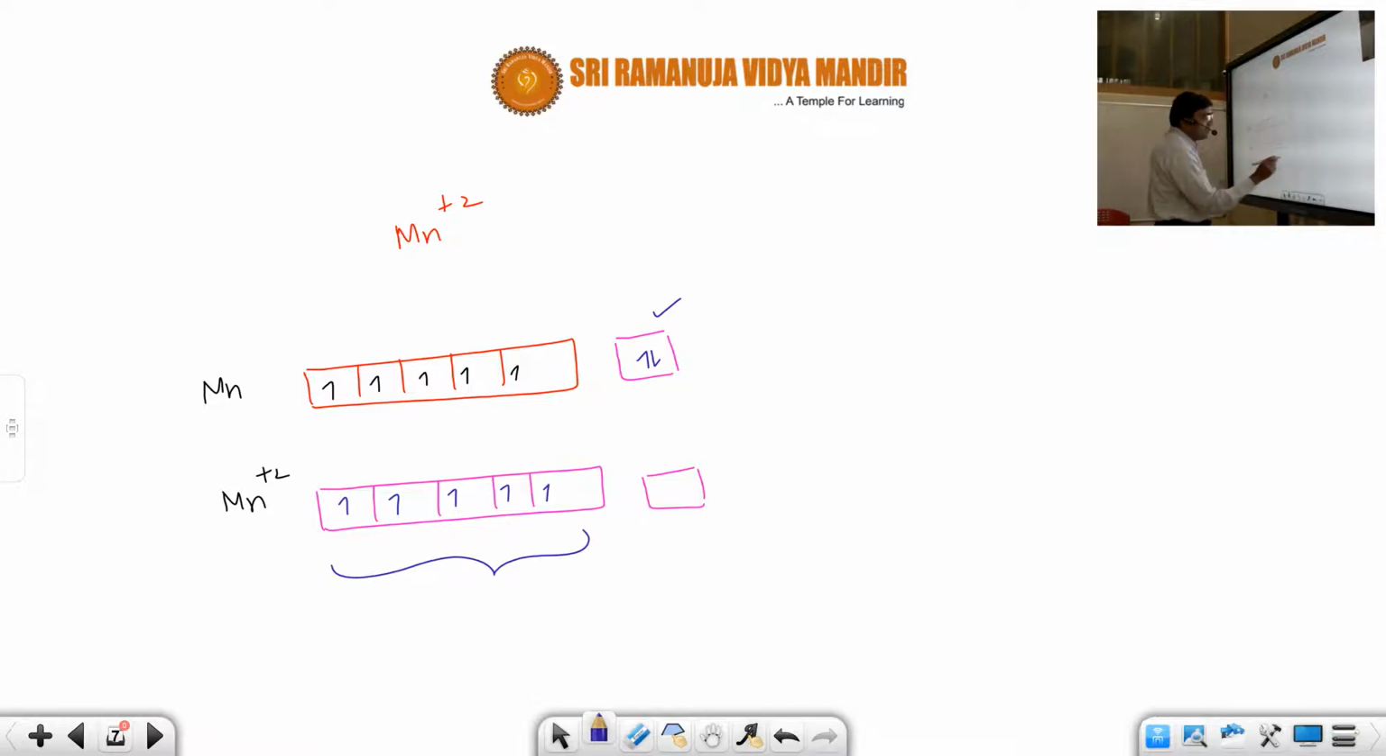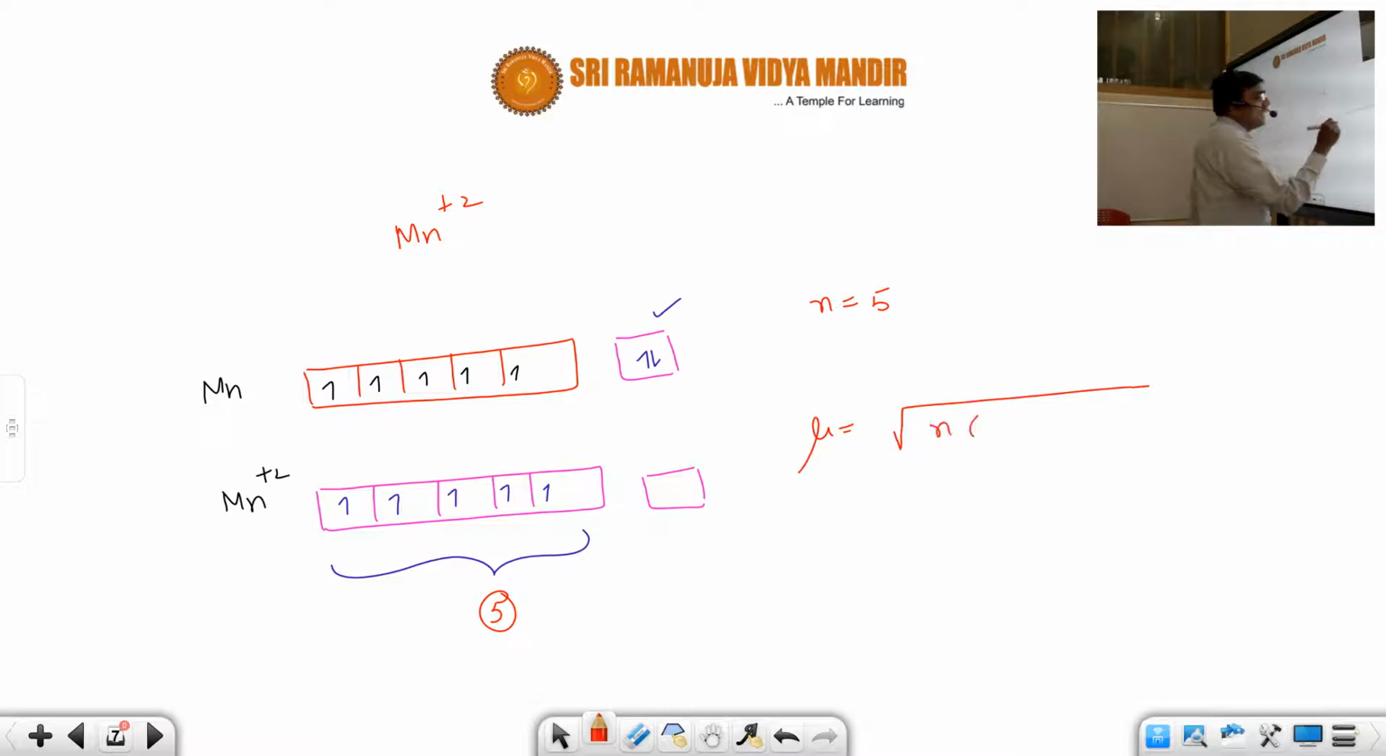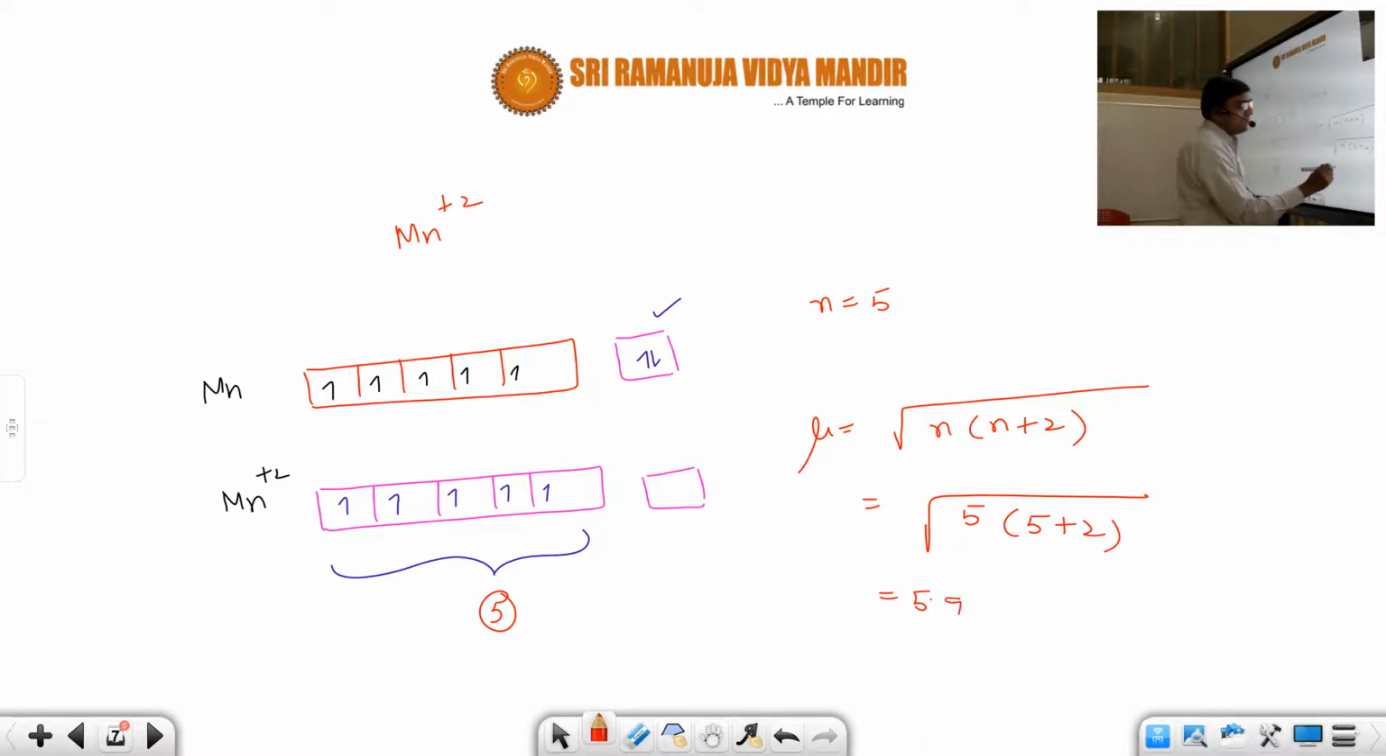Now, how many unpaired electrons are there, students? You have 5 unpaired electrons. So, n value is 5. So, what is the mu value? Magnetic moment is equal to root over n into n plus 2 is the formula. N value is 5. So, 5 into 5 plus 2. If you calculate, you get 5.92 BM. This is highest for Mn plus 2 and Fe plus 3. Fe plus 3 also has the same configuration.